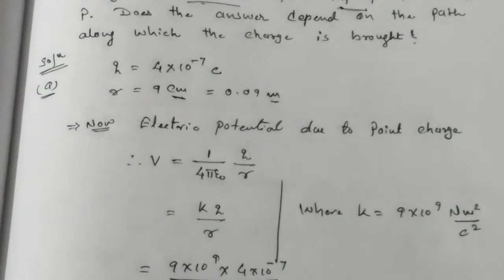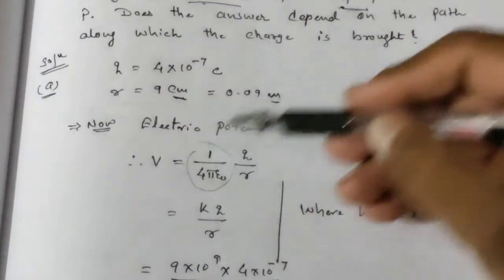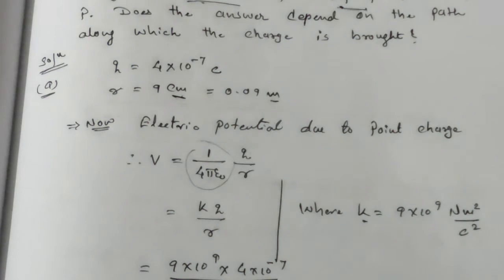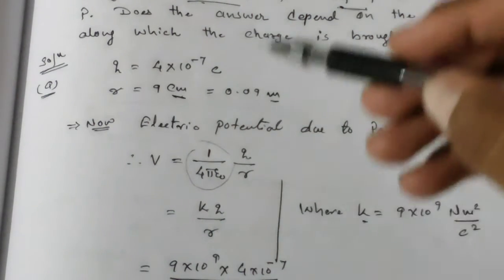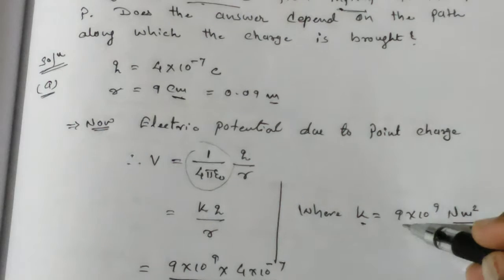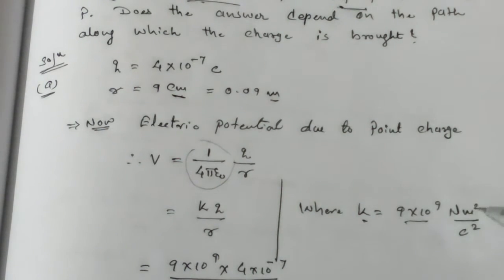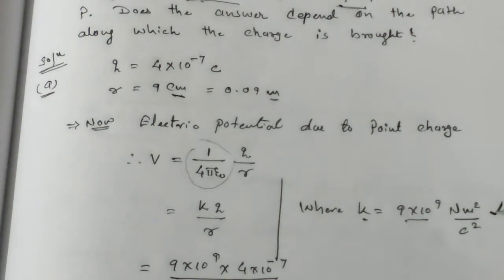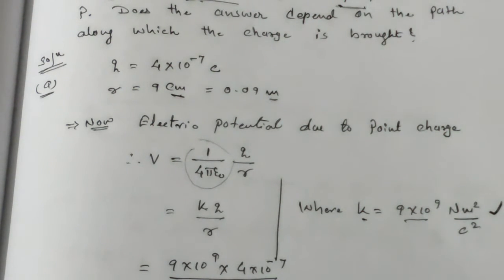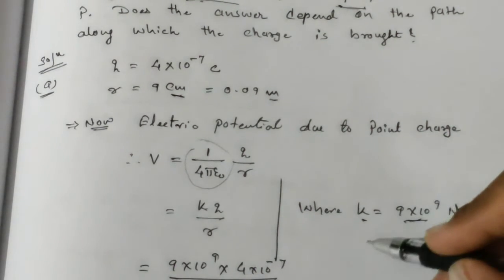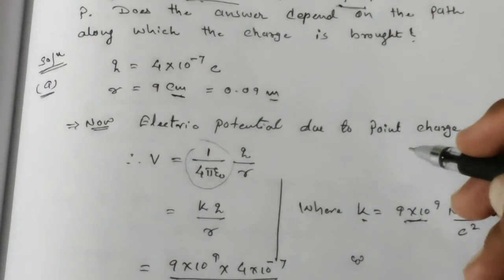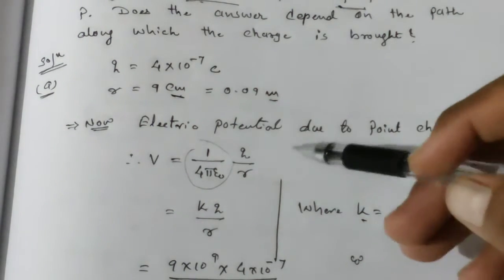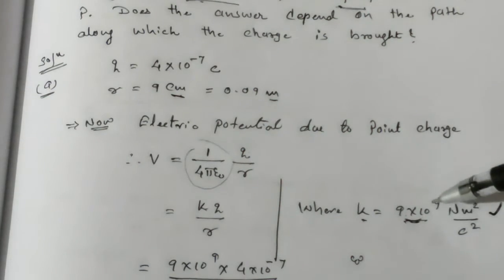We can simply replace this by putting one constant K, so we have V equal to KQ upon R, and as we know the value of K is 9 into 10 raised to 9 newton meter square per coulomb square. Remember this value, because no one will provide it in numericals. Otherwise you have to use epsilon, which is 8.85 into 10 raised to minus 12 coulomb square per newton meter square. By using that value you will get approximately the same value.